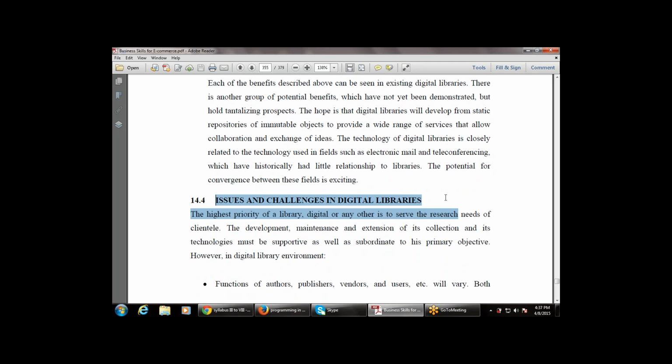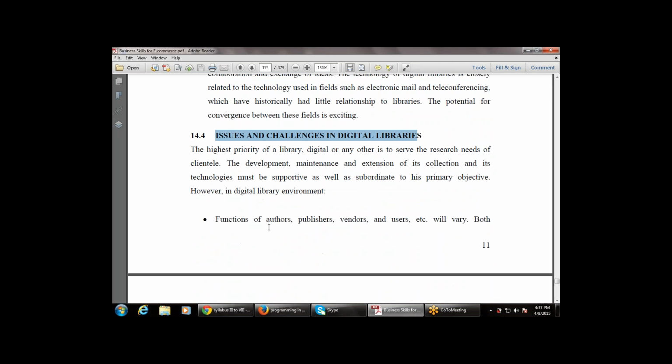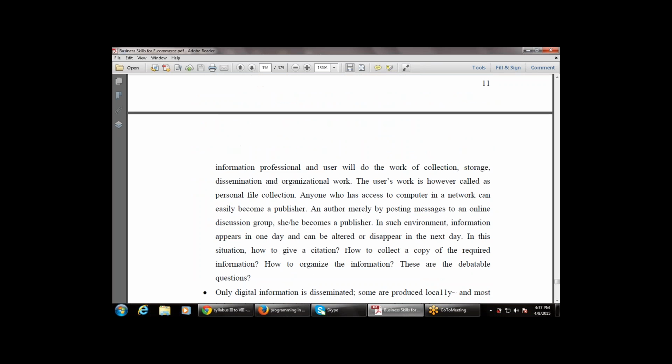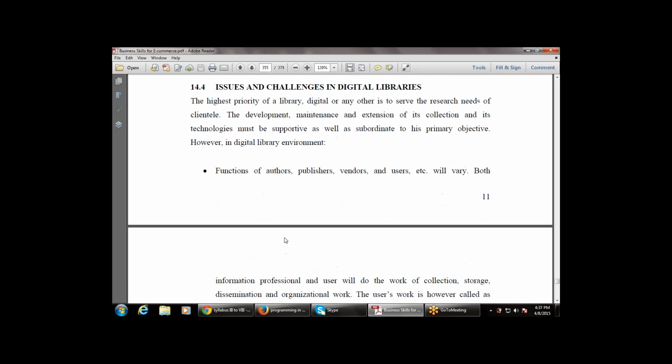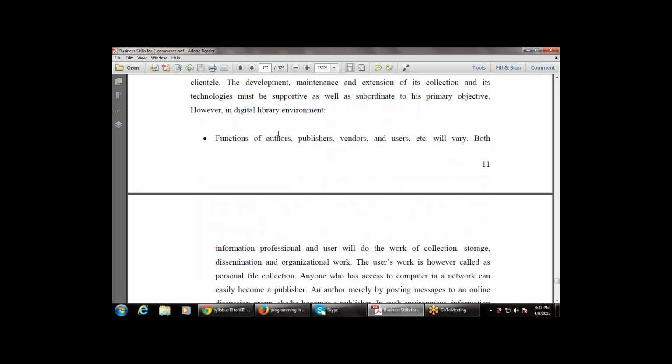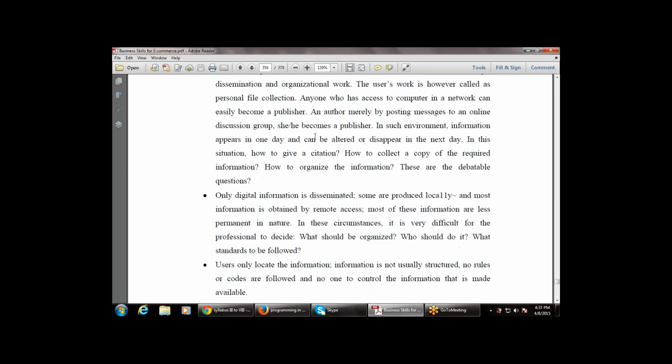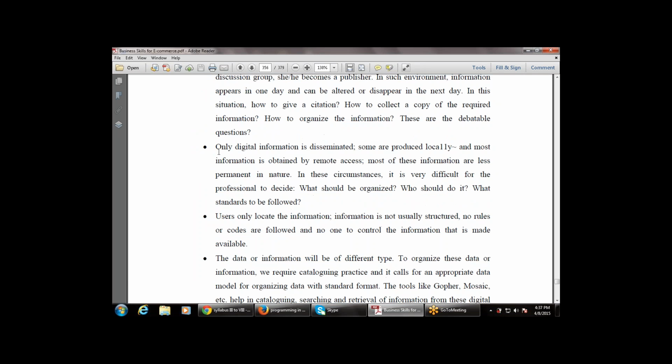Then next is, what are the various issues and challenges in digital library? That is, what are the challenges faced by using the digital library? The functions of author, publishers and vendor will vary, so it depends on the person who is using the digital library. That is a very challenging phase for the authors and the publishers who want to publish, collect, and disseminate the organization's work.